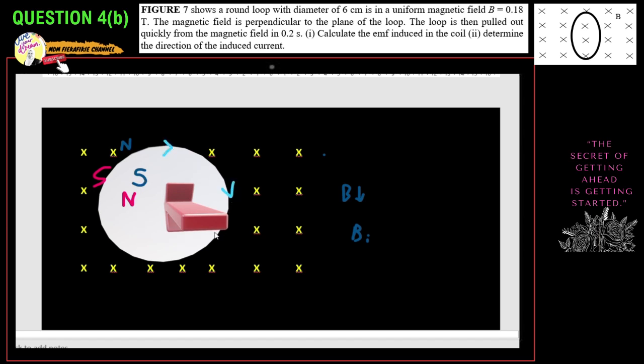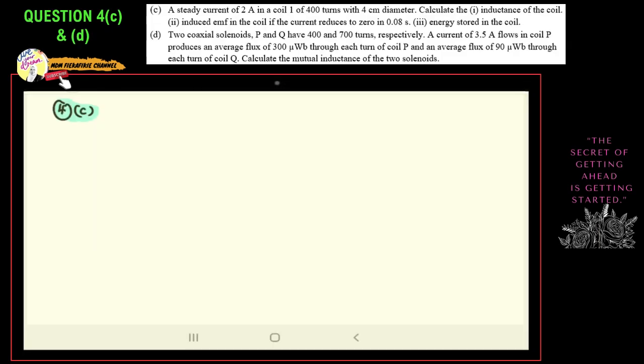Okay, so dia macam ini. Harap awak boleh imagine lah. Okay, so this is I, that means the induced current. Okay, so let's proceed to question 4C.